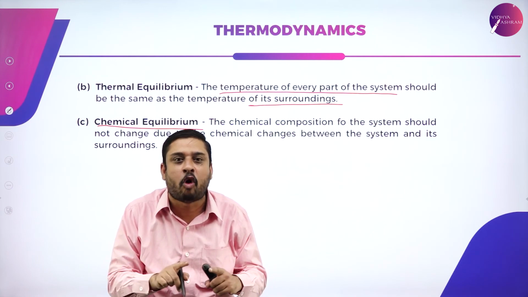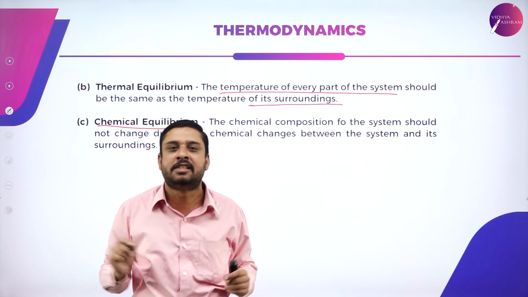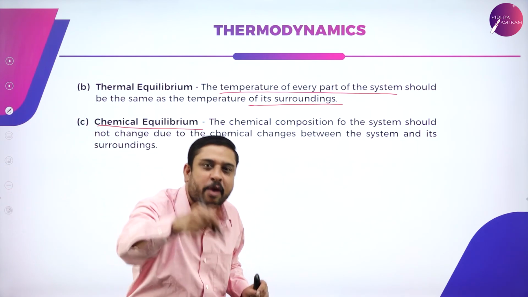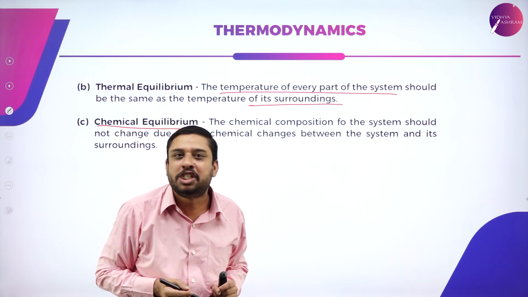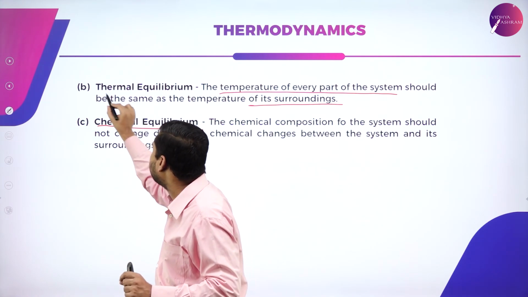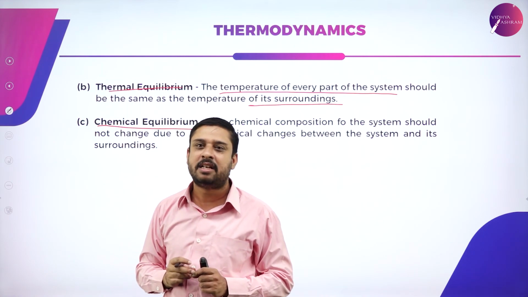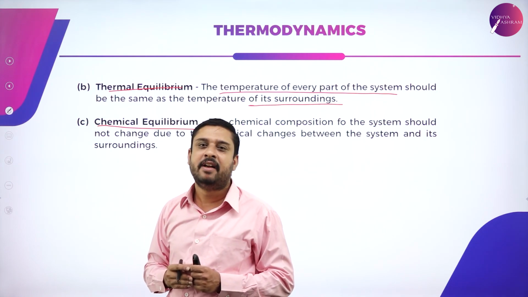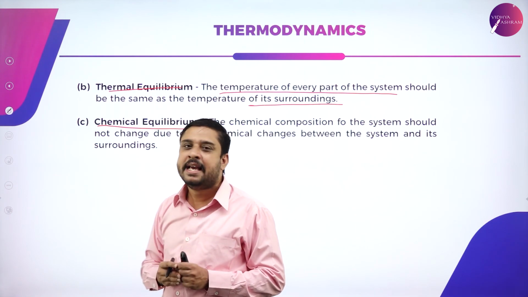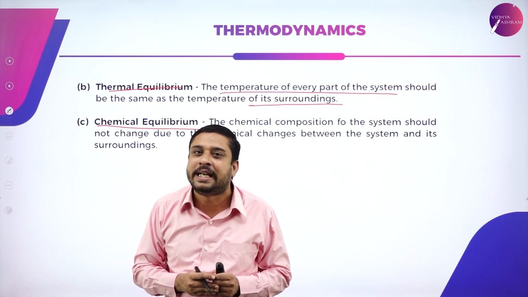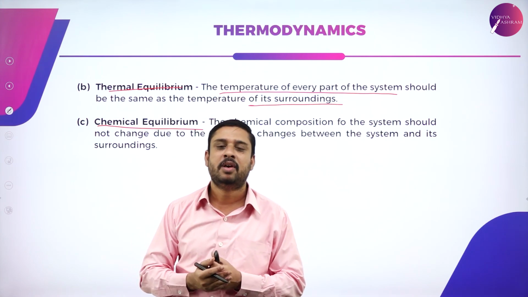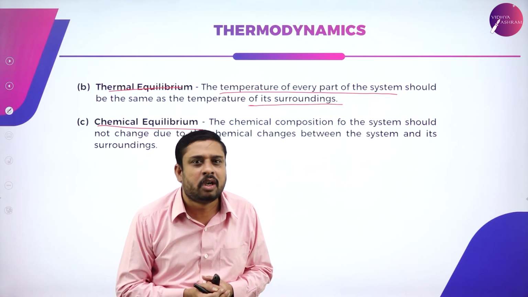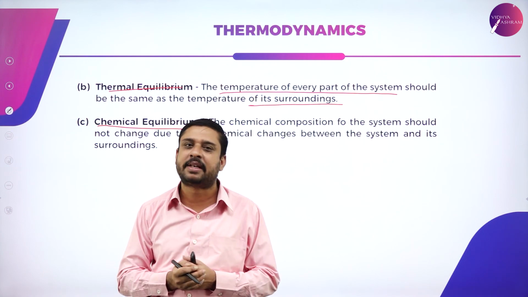Suppose in a container I have water. If there are chemical reactions happening between the system and the surroundings, still water should remain water. That chemical composition should not change. Then we say chemical equilibrium is attained. And when these three equilibriums are attained, we say the system is in thermodynamic equilibrium.